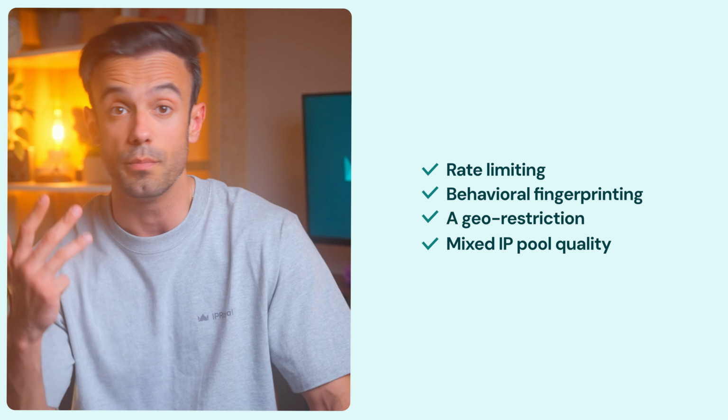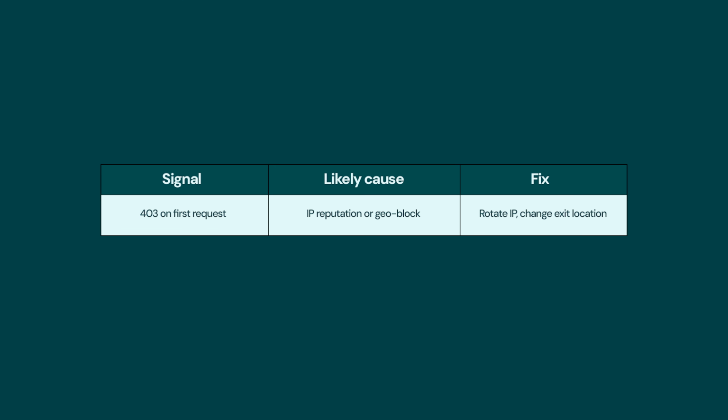Not every block is a proxy block. It could be rate limiting, behavioral fingerprinting, a geo-restriction, or mixed IP pool quality. Misreading the signal can lead to unnecessary IP rotation when the real problem is elsewhere. So how do you know what kind of block you're dealing with? Start by identifying what you're seeing. A 403 on the first request usually points to IP reputation or a geo block. In that case, rotate the IP or change your exit location.